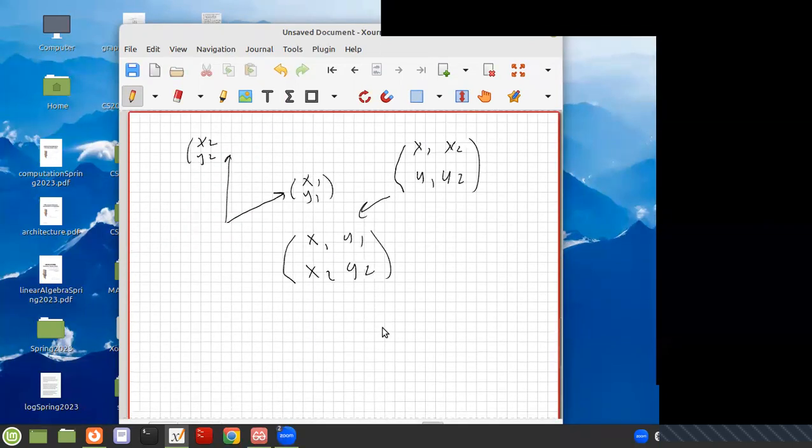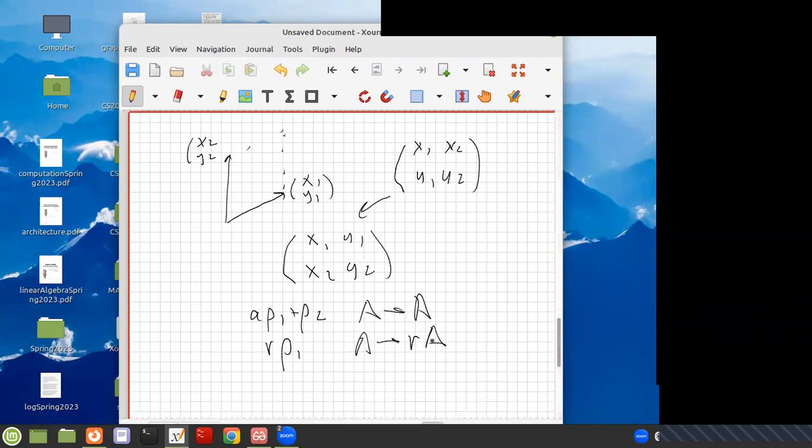Then it turns out that these vectors define an area. And we know that if I do a row operation, like A times row 1 plus row 2, or vice versa with row 2 plus row 1, the area doesn't change. I also saw that if I multiply one row by a number R, if I do R times row 1, then the new area goes to R times the area.